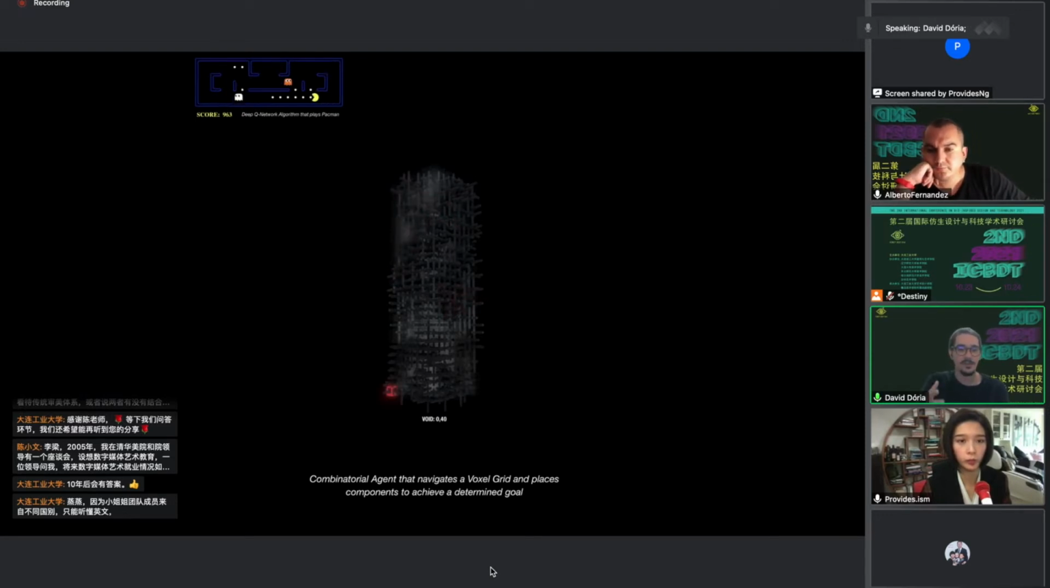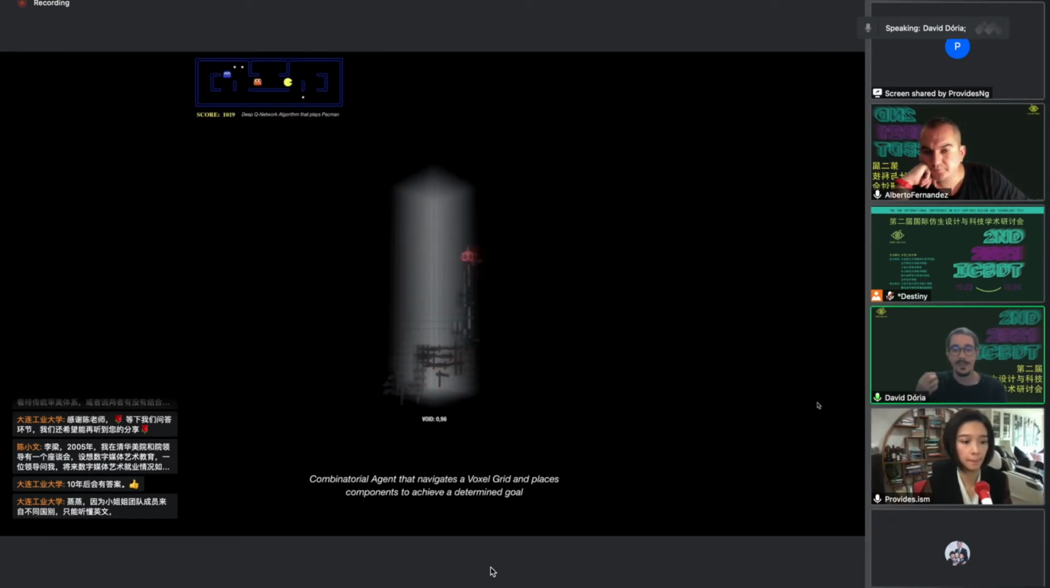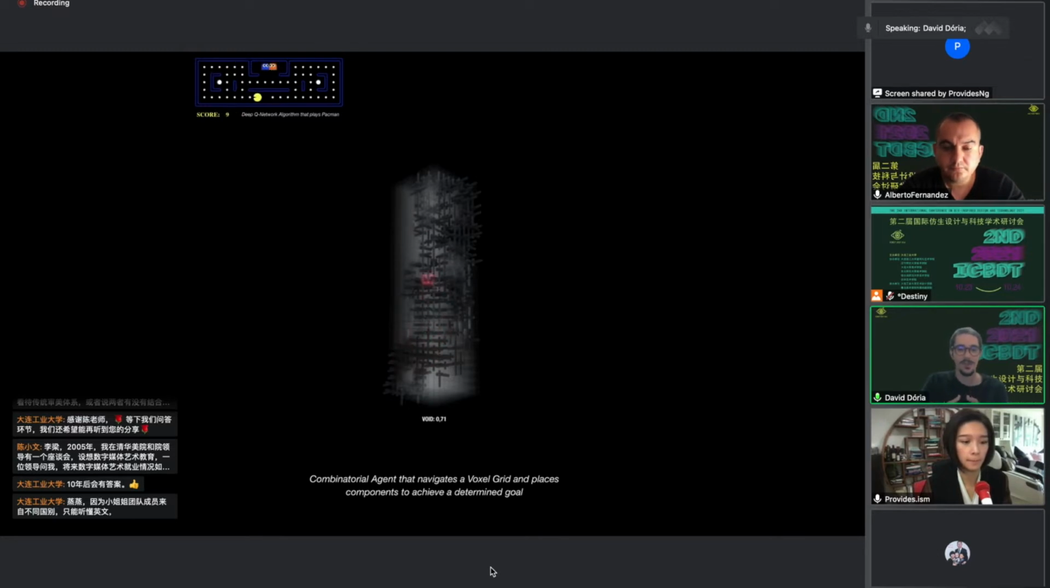So the voxels are not only used to encode position, but also data such as its state and the component that it is occupying. And by navigating the voxel grid, the agent can learn in a manner that is scale agnostic, something that is really hard to overcome when you're trying to do machine learning in 3D environments.